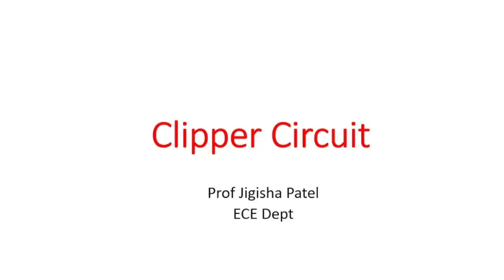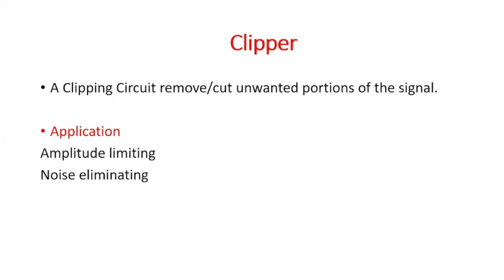In this video, I am going to explain what a clipper circuit is and how to solve clipper circuit examples. So first, what is a clipper circuit? If you want to remove or cut the positive half cycle of the input signal, the negative half cycle of the input signal, or both the positive and negative half cycles of the input signal at a time, we use a clipper circuit. So a clipper circuit is used to cut or remove an unwanted portion of the signal.